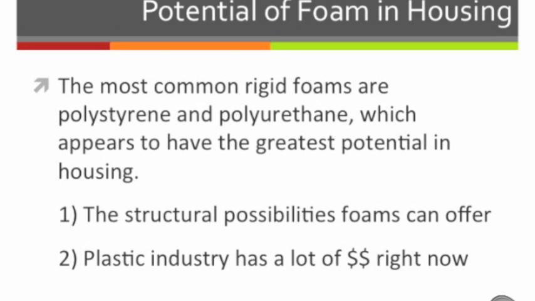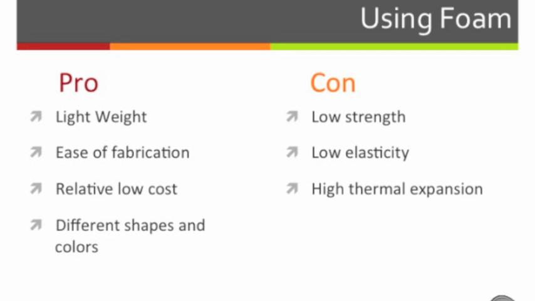Using foam in housing comes with both benefits and disadvantages. As a material, foam has lighter weight than all others. It is easier and cheaper to make, and there is always a variety of color and shape. On the other hand, foam has lower strength than metal, wood, or concrete. It also has low elasticity and high thermal expansion.